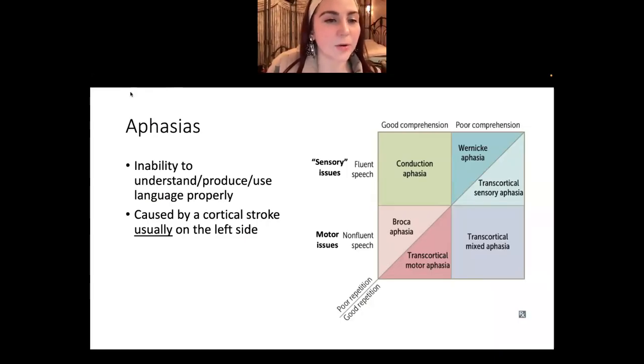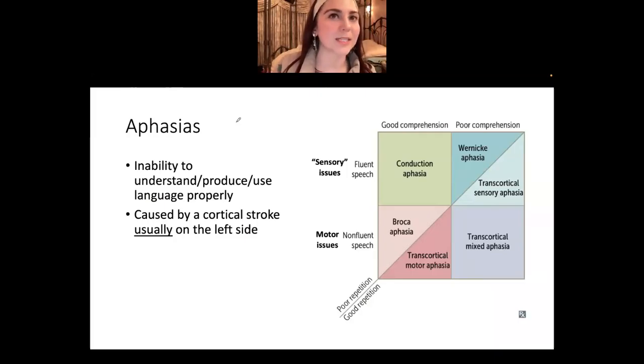But in general, the definition of an aphasia is the inability to understand, produce, or just use language properly. It's caused by a cortical stroke, again, usually on the left side. There are aphasias on the right side. They don't present exactly the same.